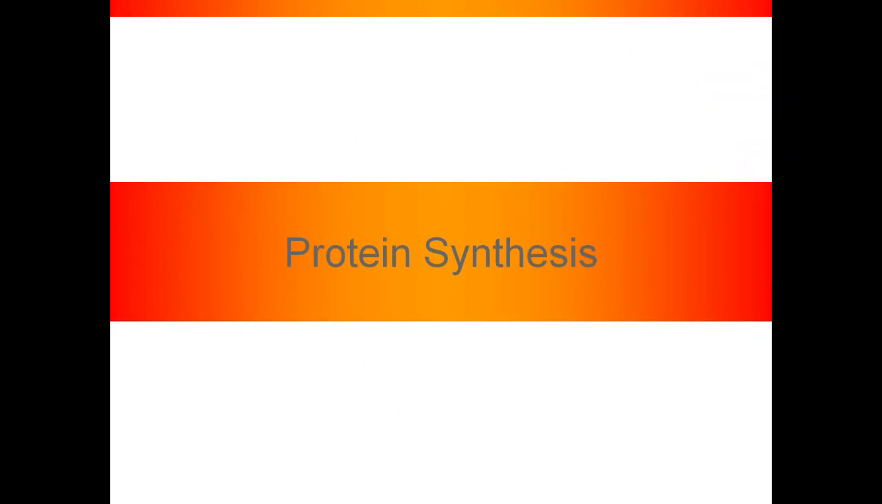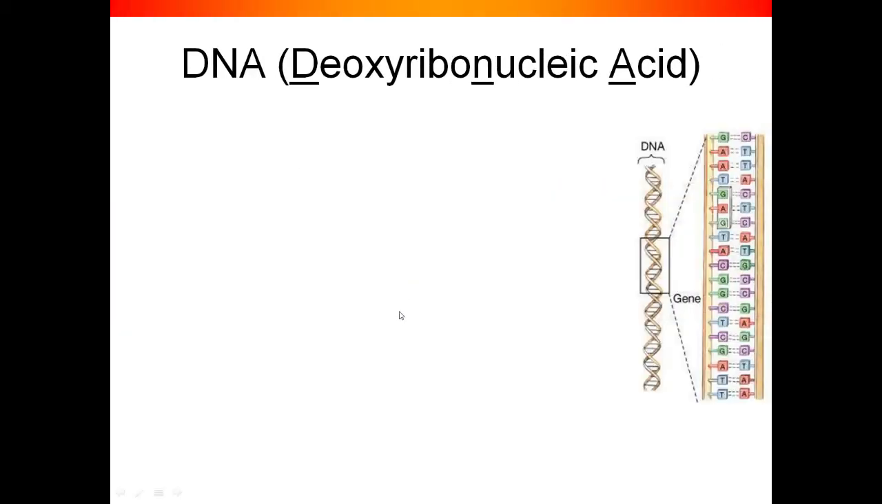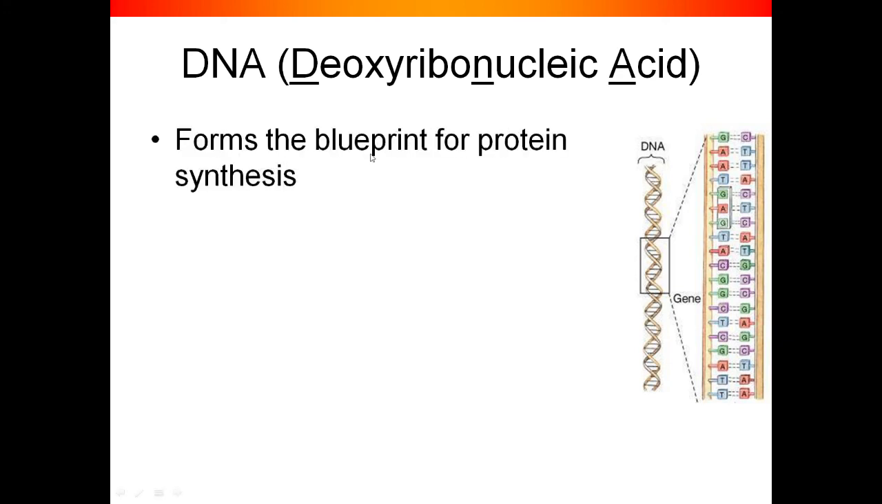We're at the point where we talk about protein synthesis. Before we talk about the actual process of protein synthesis, we need to go over a few things. One of those things is the genetic code. And the code is stored in this nucleic acid known as deoxyribonucleic acid, or DNA. Now, the DNA, like I mentioned many times before, is going to form the blueprint for protein synthesis. When we want to make a protein, we need to access a gene which codes for a specific protein.